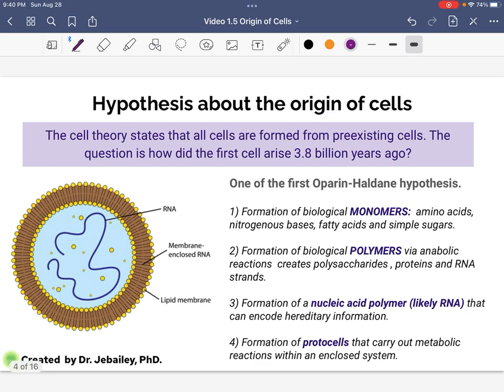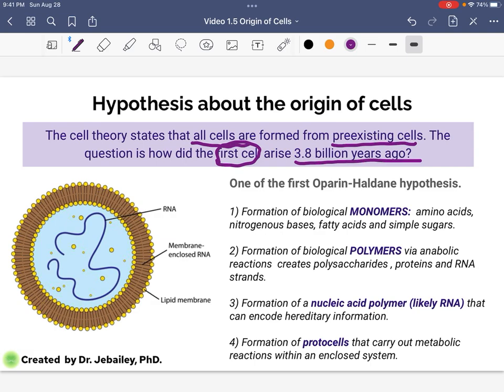So let's start with the origin of cells. And when we say origin of cells, we're talking about the first ever cell. So we are basically saying that all the cells come from some pre-existing cells. But okay, we can prove that through the Louis Pasteur experiment. But what about the first one? They have an idea that it was about 3.8 billion years ago, and they have some kind of assumptions, which we call a hypothesis.